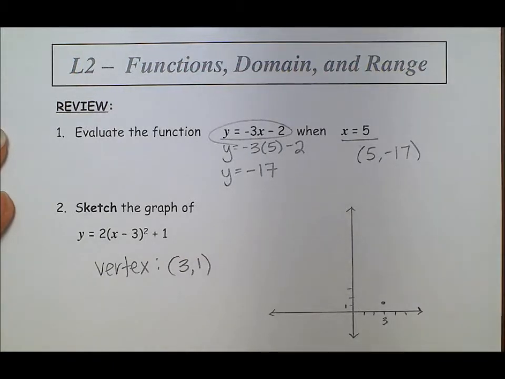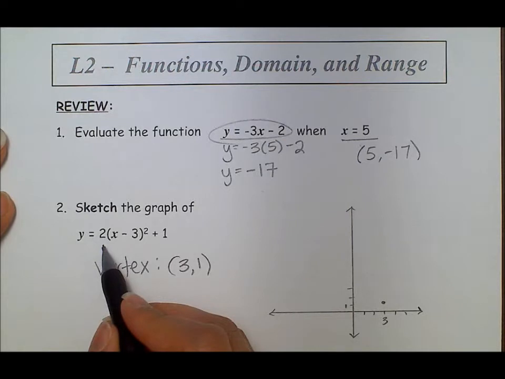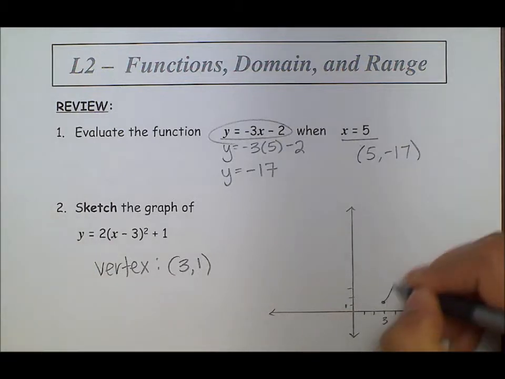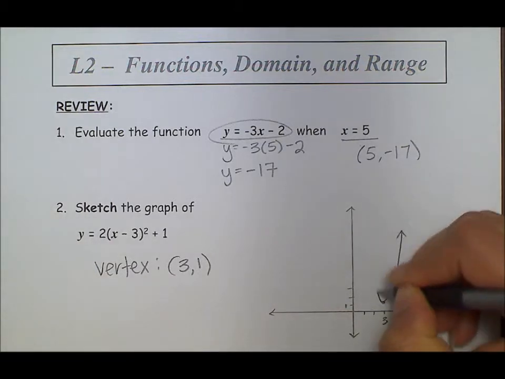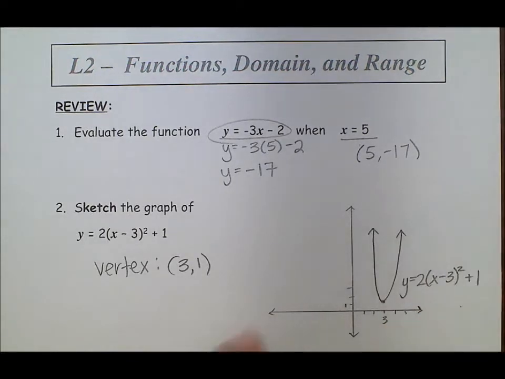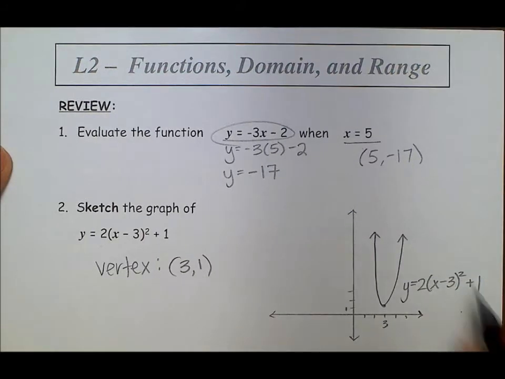Okay? Now looking at the value of a, this tells me whether the graph is going to open up or down and whether it's narrow or wide. And based on the value that we have here, this is a vertical stretch by a factor of 2. So I know that the graph is going to be narrow and it's going to open up. And there is the graph of y equals 2(x minus 3) squared plus 1. Okay, so keep that in mind also because we are going to be referring back to this graph later on.